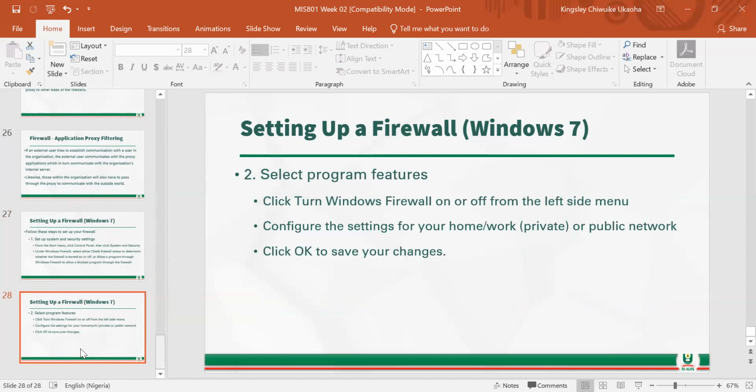Two, select Program Features. Click Turn Windows Firewall on or off on the left side menu. Configure the settings for your home or work, private or public network. Click OK to save your changes.